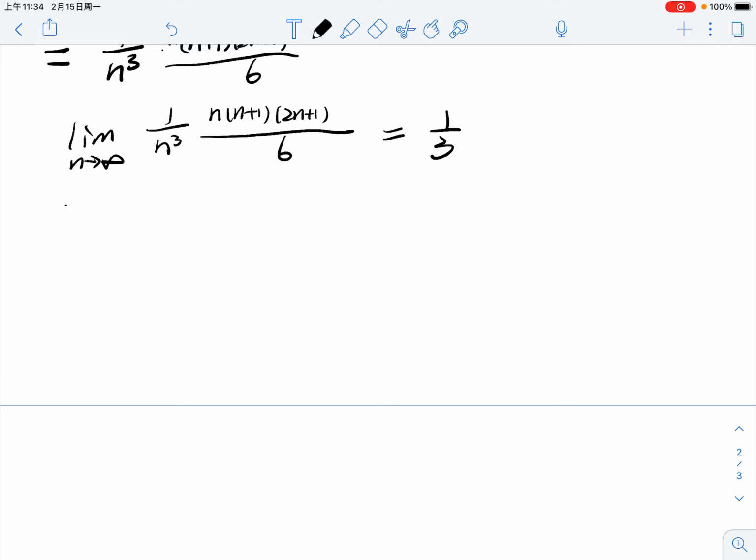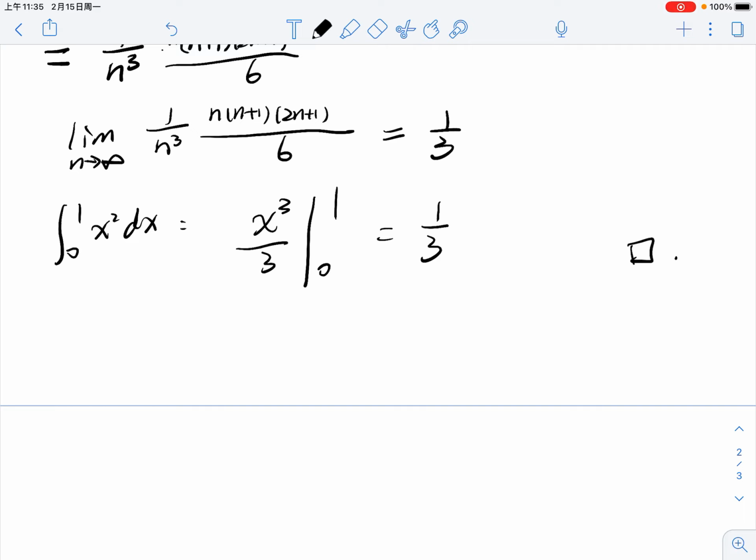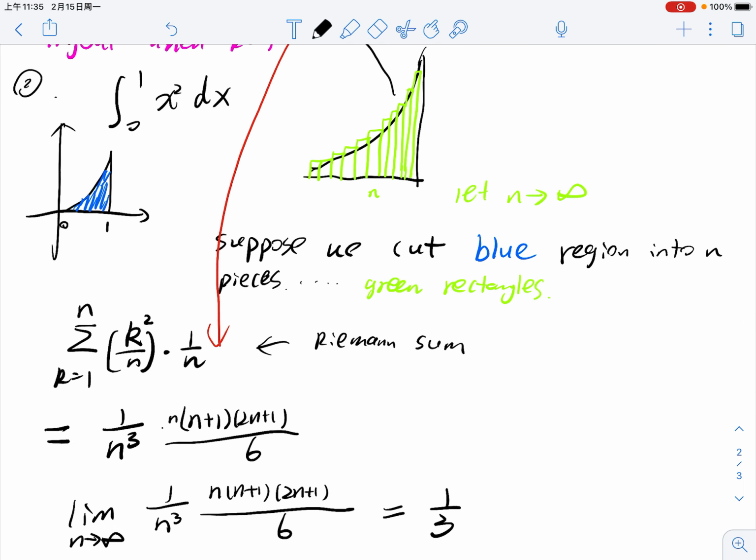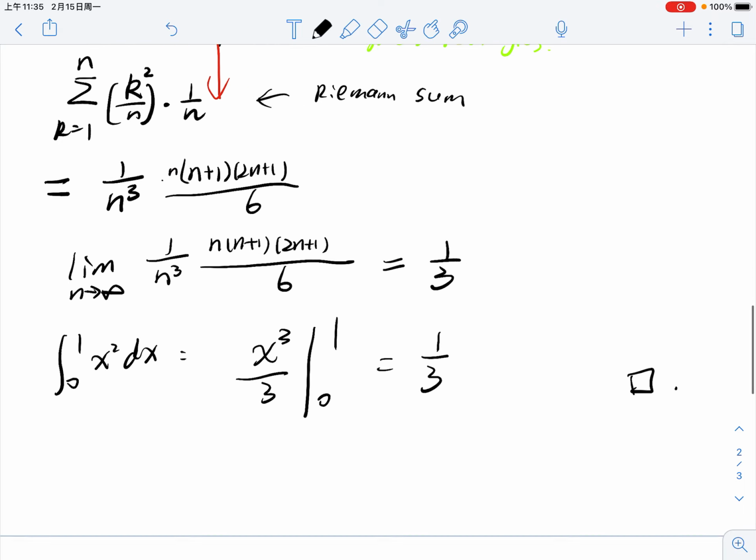On the other hand, nowadays we can use Newton's formula. So this is the Newton-Leibniz formula, x cubed divided by 3, evaluated at the 2 endpoints. That will be 1/3. Okay, but with the consideration that in ancient Greek time, there was no calculus at all, it's fantastic that people knew how to calculate the area of the blue region.